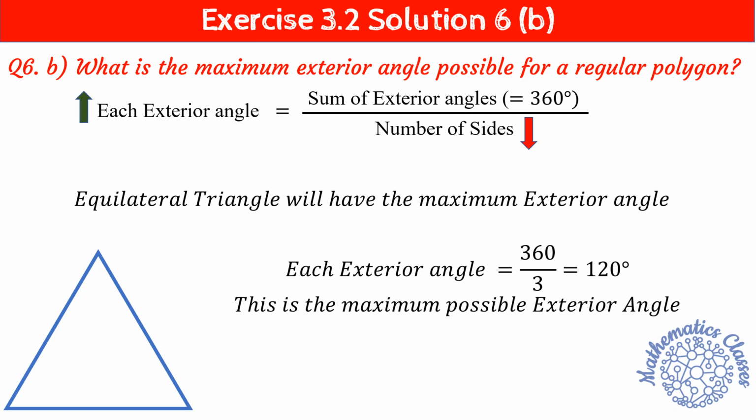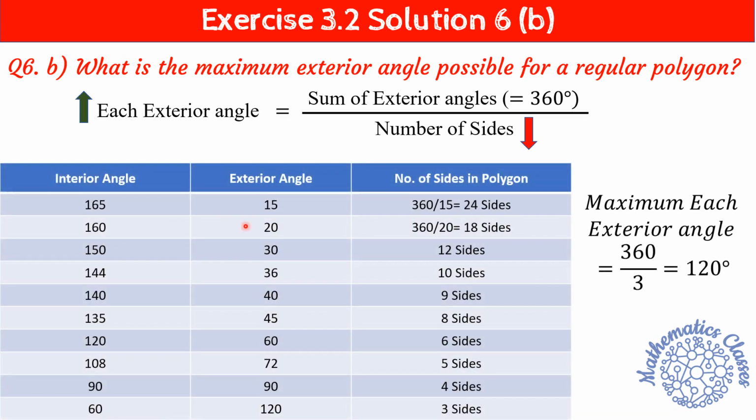For part B, in the same way, here again we get the same equilateral triangle. As you have already seen, the maximum exterior angle is possible with the regular polygon with the least number of sides, which will be 3 sides, as this is the minimum number of sides that we can have for any polygon. Maximum each exterior angle possible equals 360 degree divided by 3, that is 120 degree.